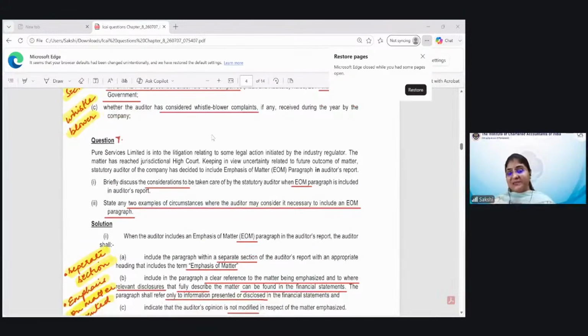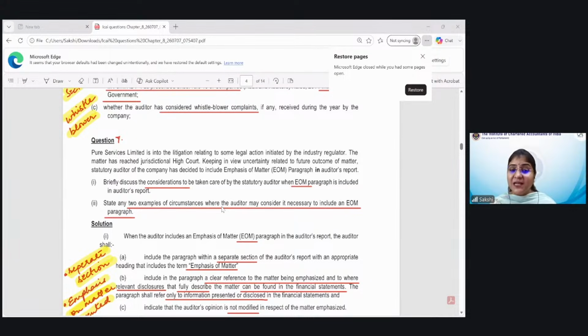Pure Services Limited is into litigation relating to some legal action initiated by the industry regulator. The matter has reached the Judicial High Court. Keeping in view the uncertainty relating to the future outcome of the matter, the statutory auditor of the company has decided to include this in the EOM, emphasis of matter paragraph, in the auditor's report.